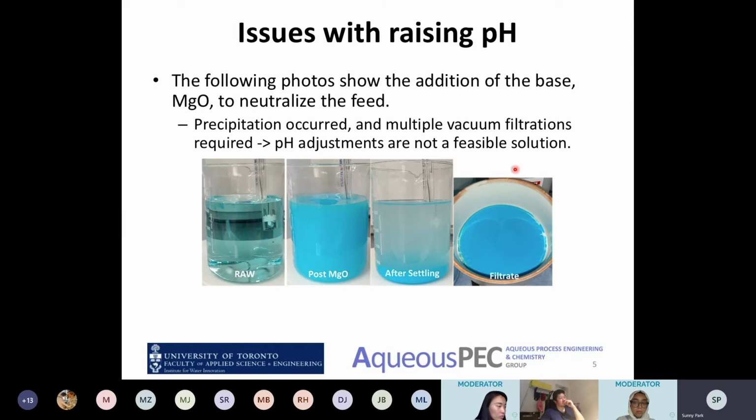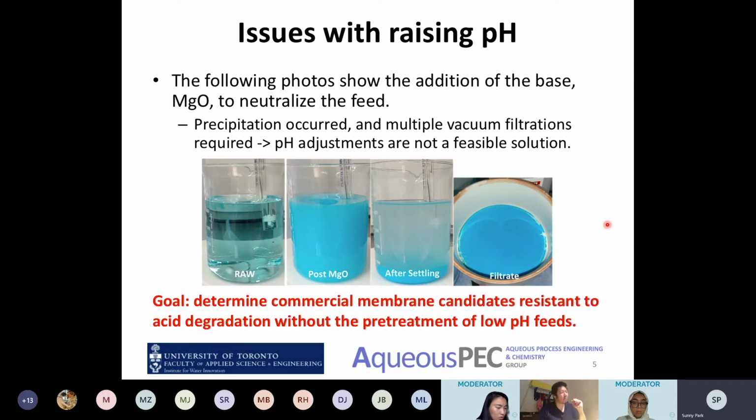For example, the following photos were taken after magnesium oxide, our base, was added to our raw feed and precipitation occurred. This precipitation required multiple vacuum filtrations in order to remove, which of course requires both time and resources, proving it's not the most efficient possible solution. Consequently, the main goal of my project is the determination of forward osmosis candidates resistant to severe degradation without the pretreatment of these low pH feeds.